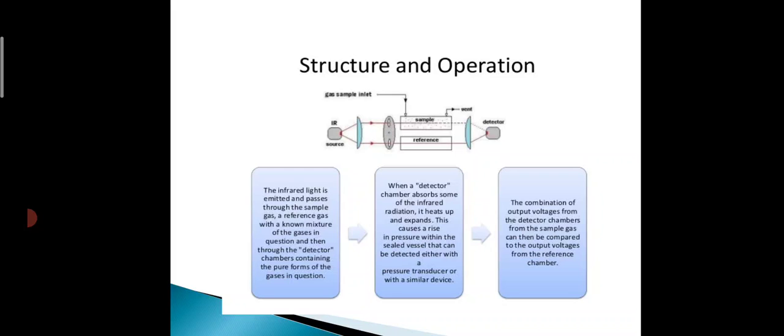The detector is used to compare the two rays from these cells. The combination of output voltages from the detector chambers for the sample gas is compared to the output voltages from the reference chamber. The output value is compared by using this detector.